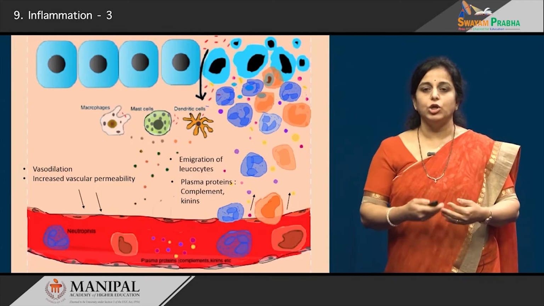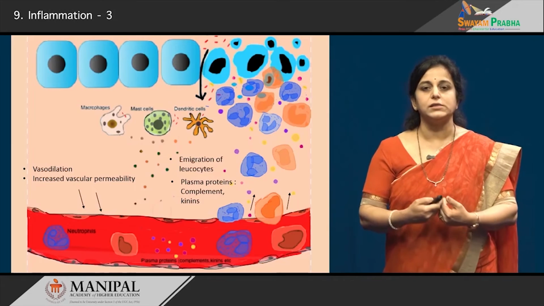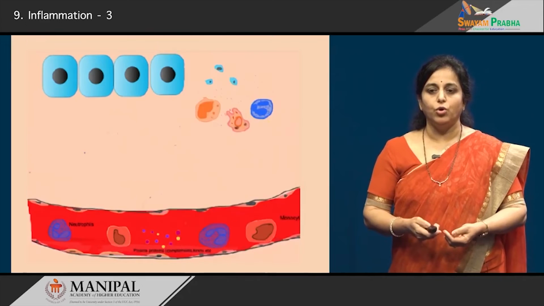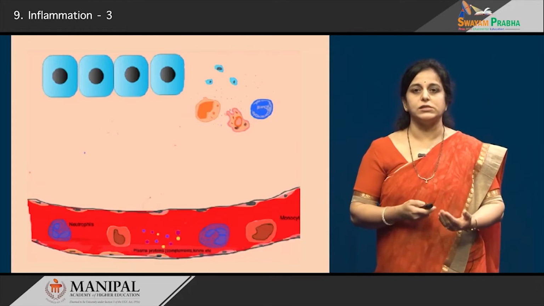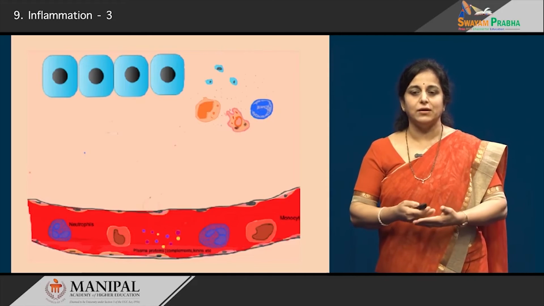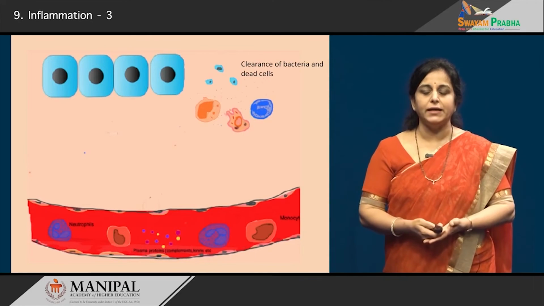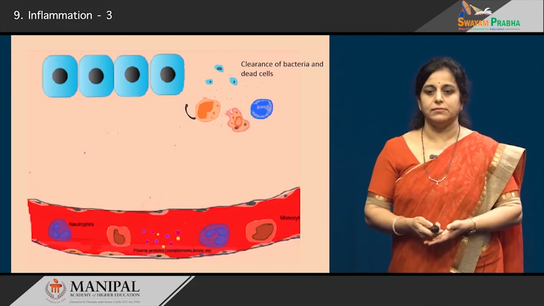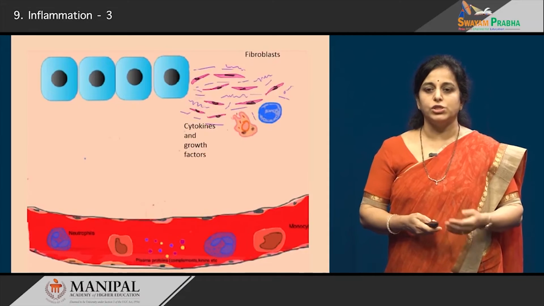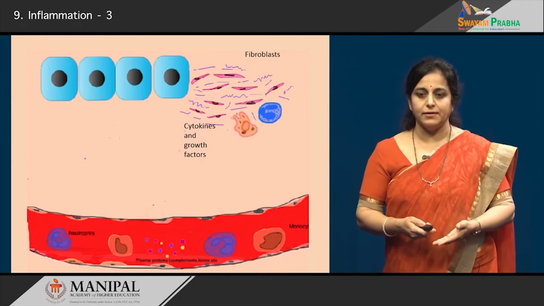Along with the leukocytes, several proteins present in circulation, like plasma proteins, complements, and kinins, are also released to the site of injury. Together, these tackle the injurious agent and destroy the damaged tissues. So, you can see here the whole thing is eliminated. There is clearance of bacteria and dead cells. At the same time, the macrophages have released cytokines and growth factors which cause proliferation of fibroblasts and collagen, and this is the scar here.